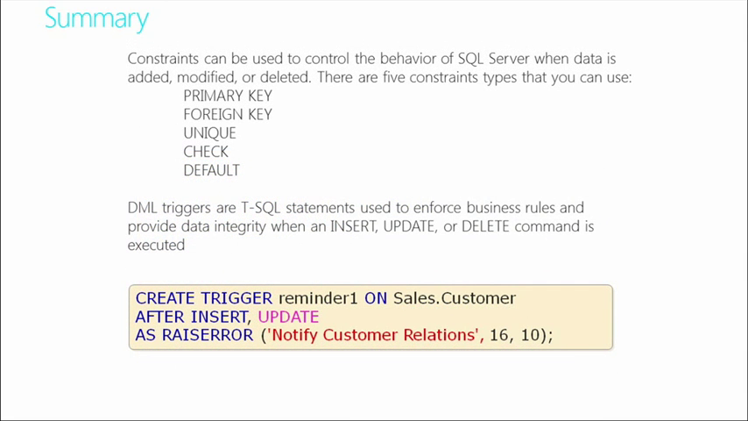We talked about the 5 different types of constraints that we can use: the primary key, the foreign key, the unique, the check, and the default constraint. And then we also talked about the use of DML triggers. And as Tobias pointed out, we specified the use of raise error. Later on, we're going to see the throw. We're going to talk about how that would be a little bit more beneficial.